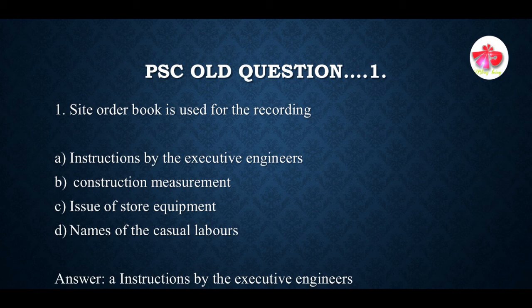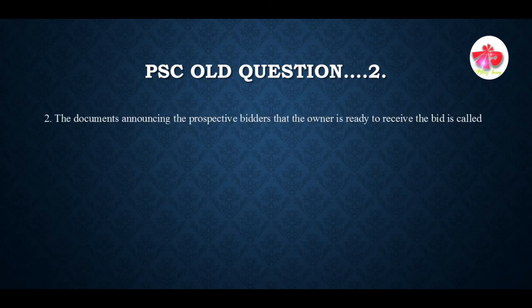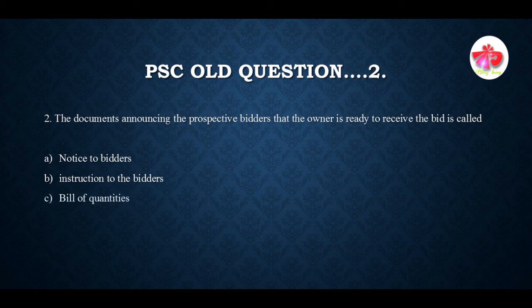Likewise, we have question number 2, and the question is, the document announcing to the prospective bidders that the owner is ready to receive the bid is called what? Option A is notice to bidders, option B is instruction to bidders, option C is bill of quantities BOQ, and option D is intention to acceptance. So the correct answer of this question is notice to bidders, that is option A.